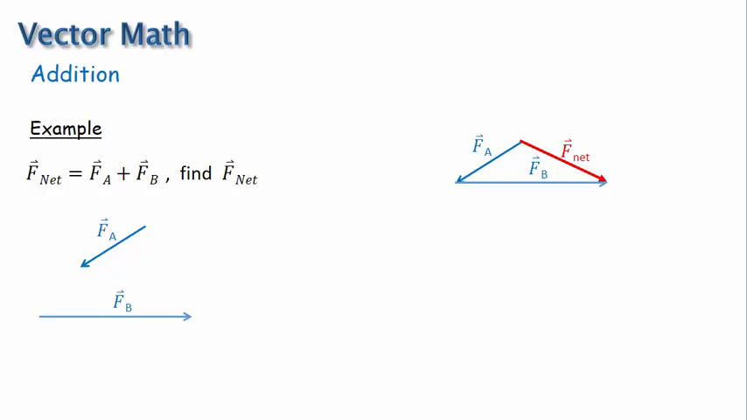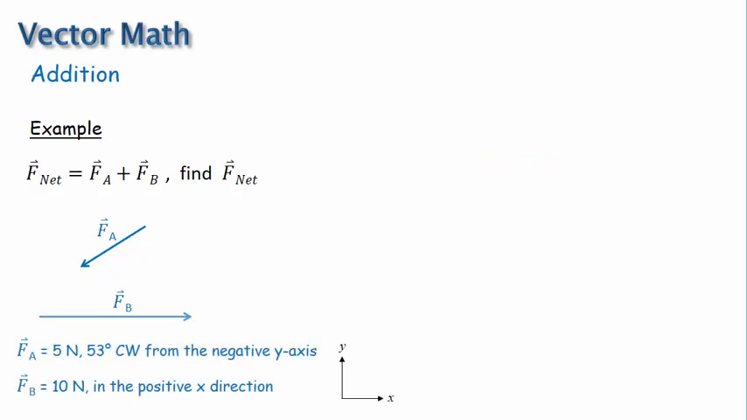Now let's do this addition numerically. Here's the same problem, but now we're given vectors FA and FB numerically. FA is 5 newtons, 53 degrees clockwise from the negative y-axis, and FB is 10 newtons, pointing in the positive x direction. And the coordinate scheme is given as well, with the positive y-axis pointing up and the positive x-axis pointing to the right.